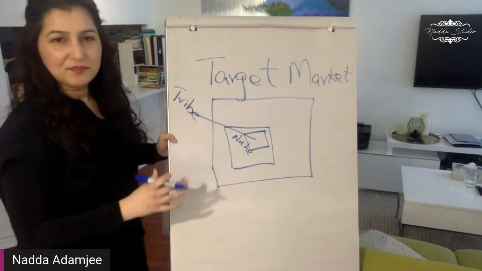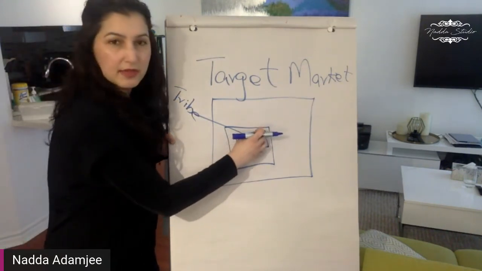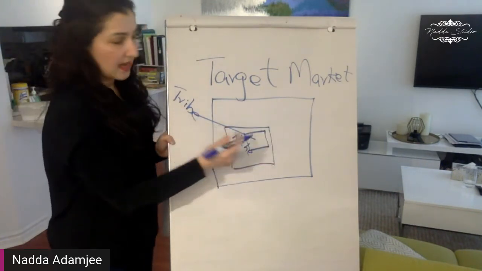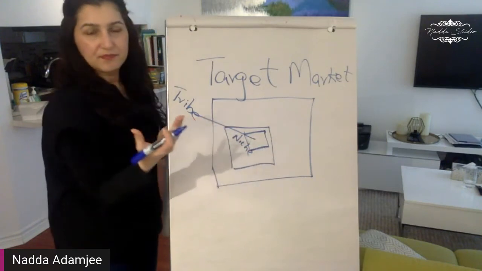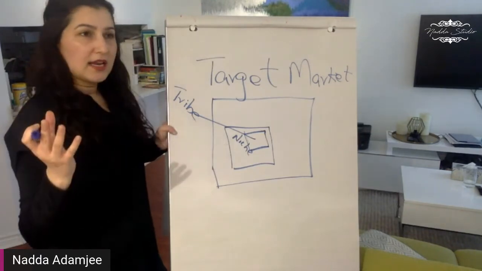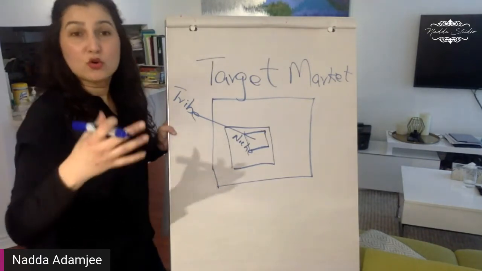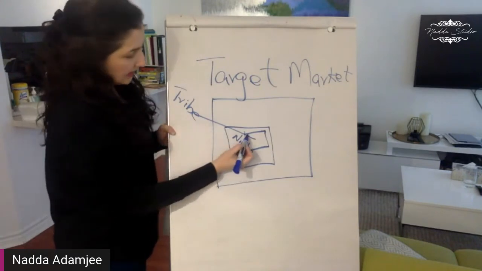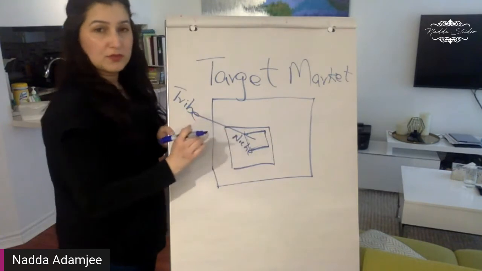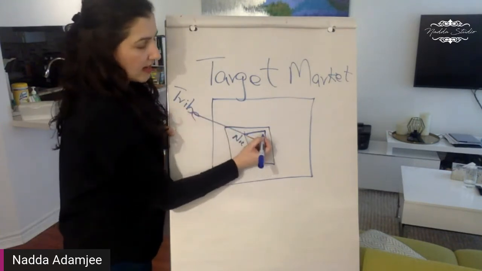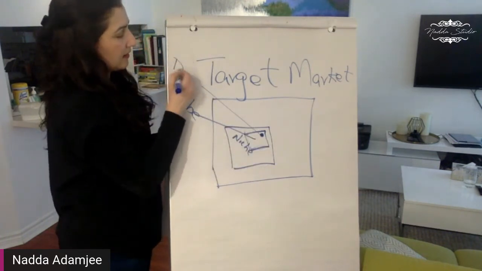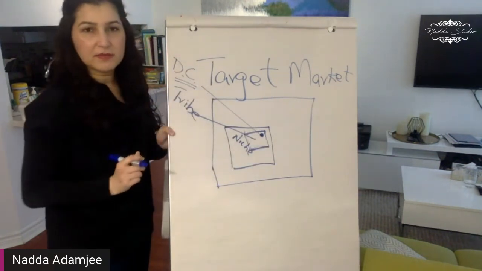So the tribe is basically more specific in your niche. Like I said, if this is women entrepreneurs, within that there's a specific area, like fashion businesses or course creators or whatever it is. That's the tribe within that. Now you can go even more specific and say within that tribe, this is my dream client.